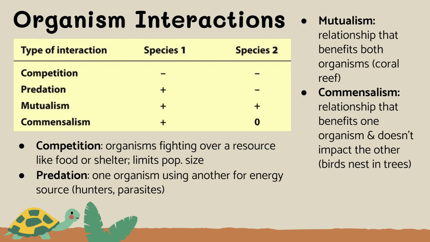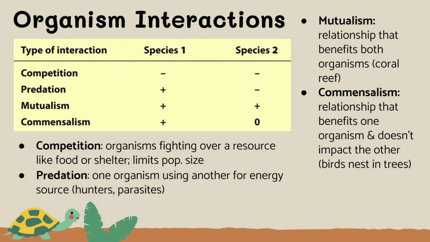Next, we have predation. Predation is when one organism uses another as its food source or as its energy source. This is going to be positive for the first species, but it's going to be a negative for the second species because that species will either die or be severely harmed by that use of energy. Then we have mutualism. Mutualism is a relationship that is beneficial for both species, so it's a win-win. A great example that we've already talked about is that of the coral reef, where we have little tiny animals called coral, and they interact with photosynthetic algae to form a reef ecosystem. Finally, we have commensalism.